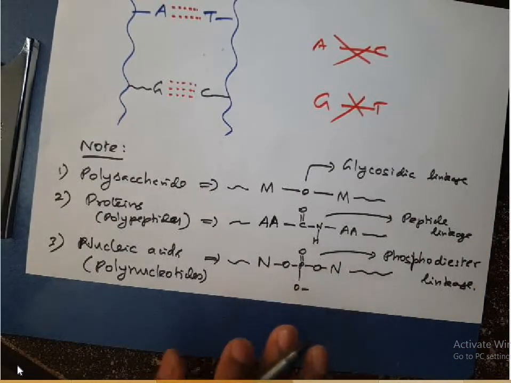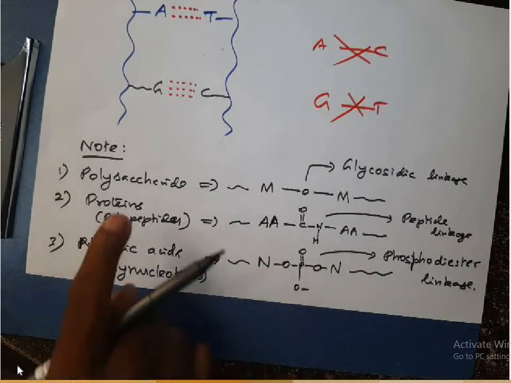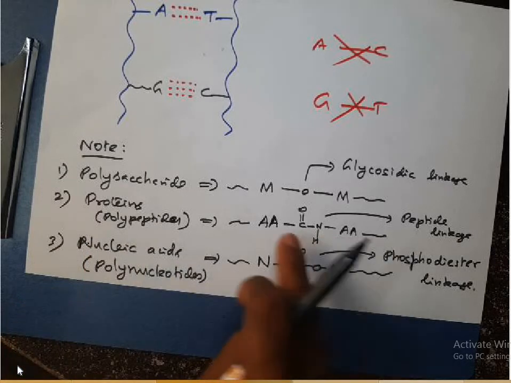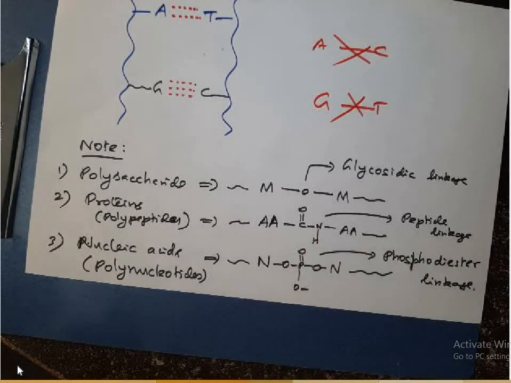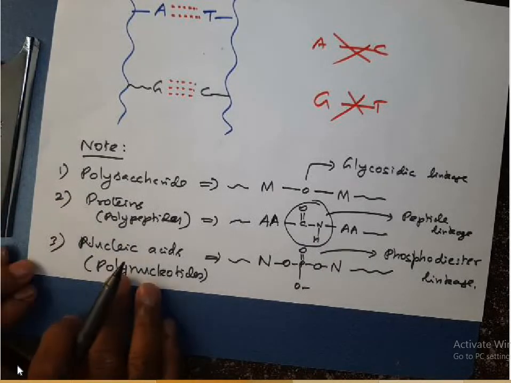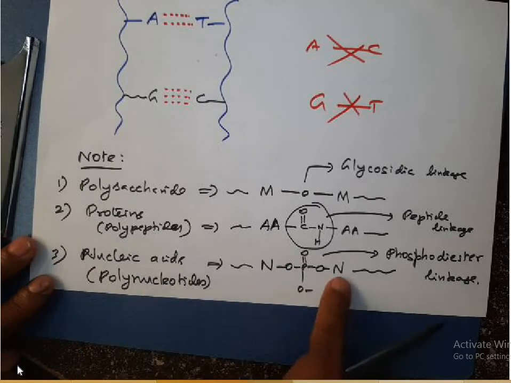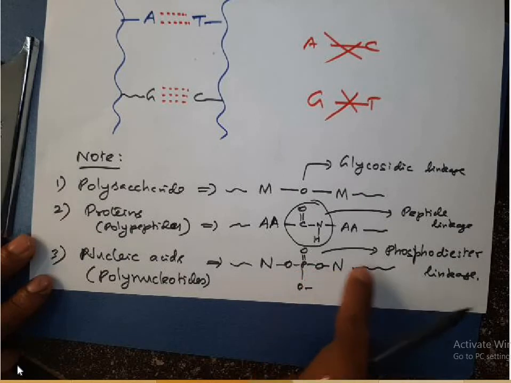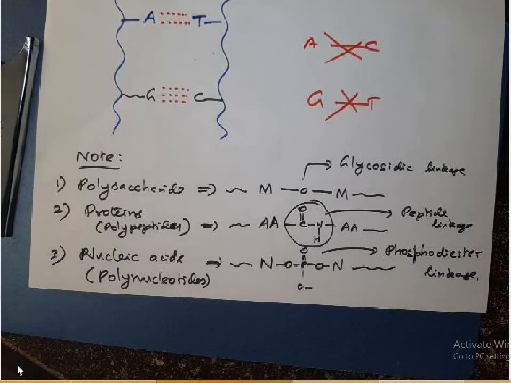Students, remember this, very, very important. In polysaccharides, two monosaccharides are joined together by glycosidic linkage. In proteins, two amino acids are joined together by peptide linkage. CONH linkage is called peptide linkage. In nucleic acids, also called polynucleotides, two nucleotides are joined together through a phosphodiester linkage. Remember, these are all very, very important points.